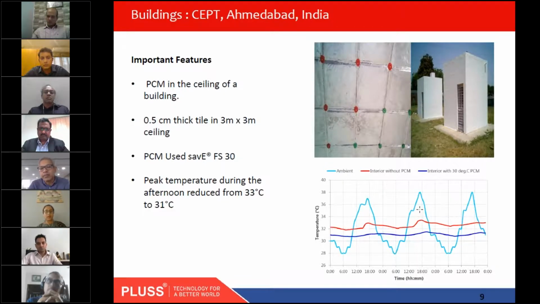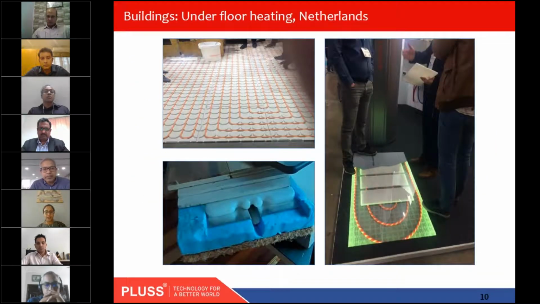Next one. Sir, can I please ask you to finish this up? Yeah, so this is another application. This is under the floor. So when you have radiant cooling or radiant heating, for example, you're circulating cold or hot water, you can again line it with the phase change material, and the extra heat gets captured. So it increases the efficiency of your radiant system.